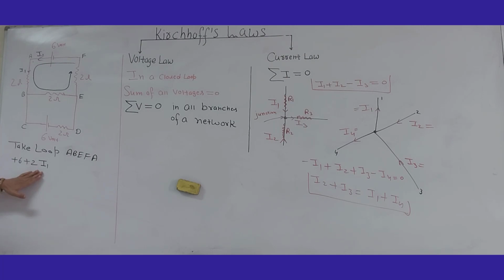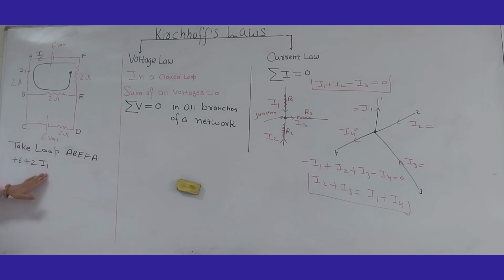Is it 2 because of the... The 2 is 2 ohm, a resistor of 2 ohm, right? So what is voltage? Resistance multiplied by current. V is equal to I into R. So the voltage drop across this resistor is I into R, right?